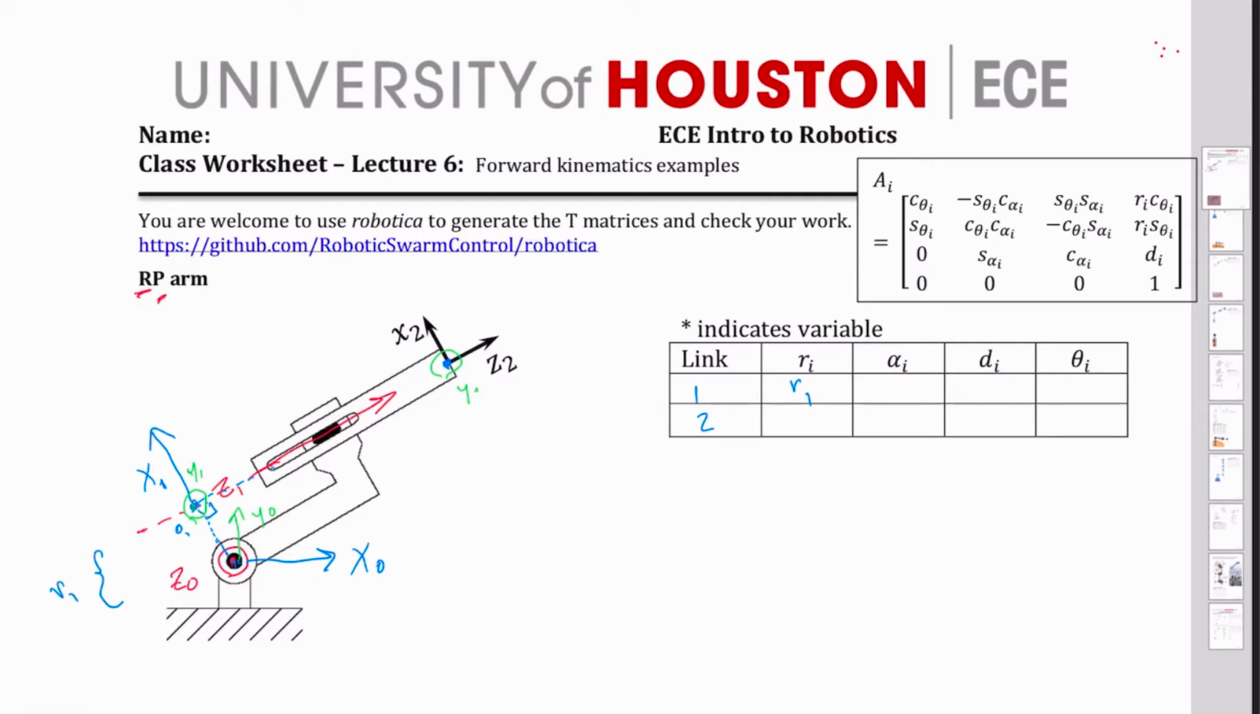The link twist is how much I have to twist around my X1. So I'm going to put my thumb in the direction of X1, and I'm going to point outwards to my Z1, and then I'm going to rotate that around.